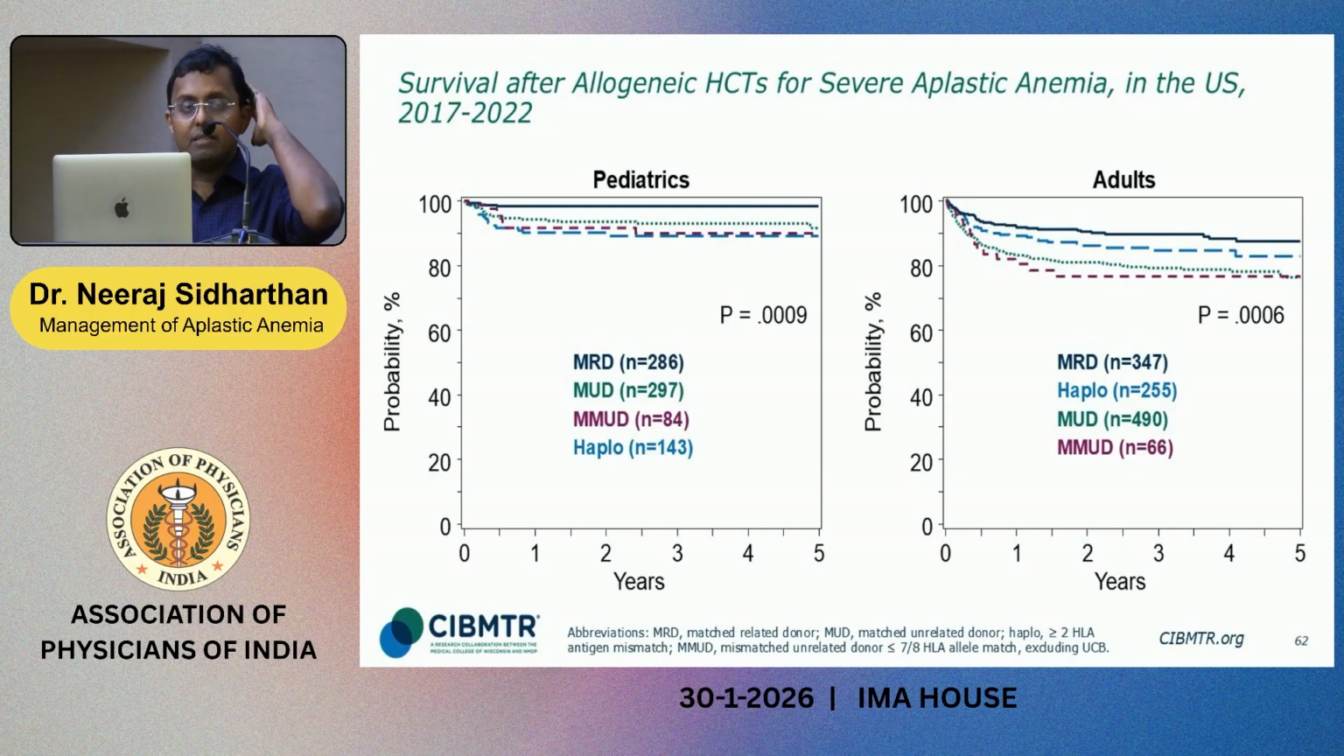So, in the West, it's a different picture. Actually, you see all these graphs from the West. This is the CIBMTR, or the bone marrow transplant registry from North America. You see that after bone marrow transplantation in pediatrics, there are excellent results. More than 90% of children survive, and more than 80% of adults survive.